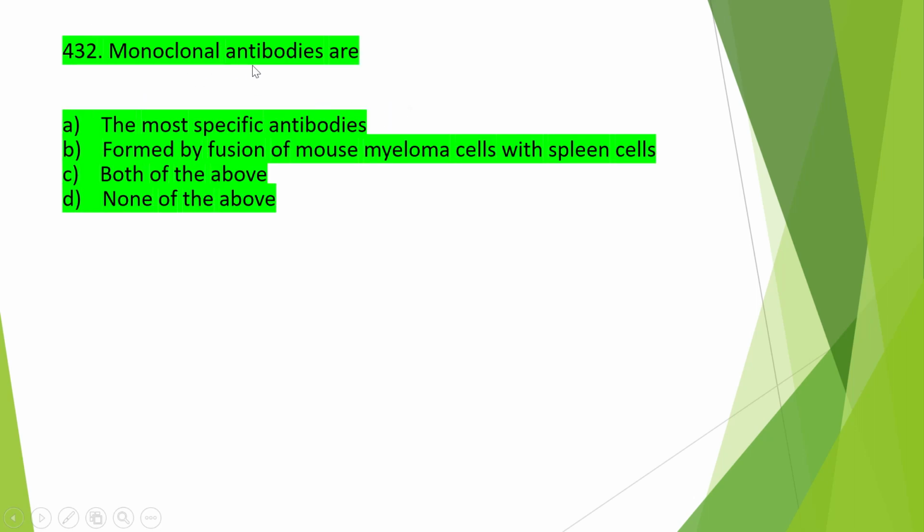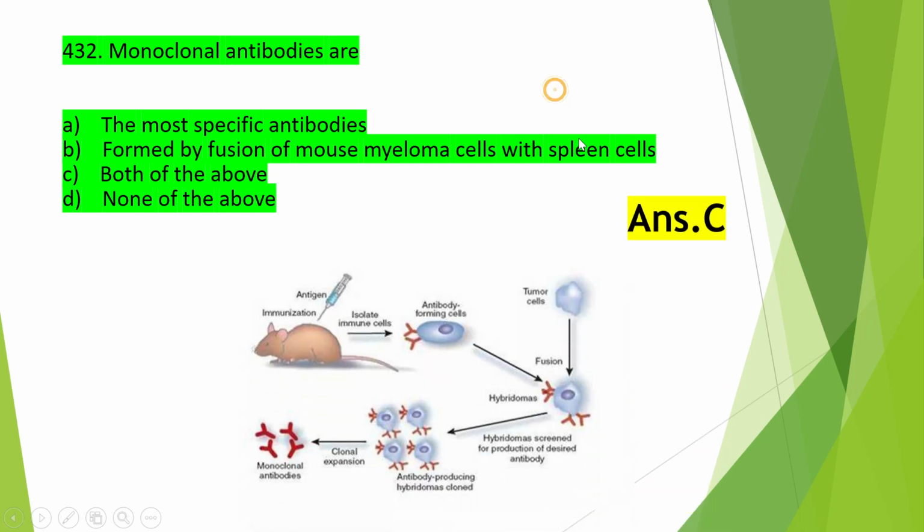So next one is, monoclonal antibodies are the most specific antibodies, formed by fusion of mouse myeloma cell with spleen cells, or both of the above, none of the above. The right answer is option C, that is both of the above. So monoclonal antibodies are the most specific antibodies and formed by fusion of mouse myeloma cells with spleen cells.